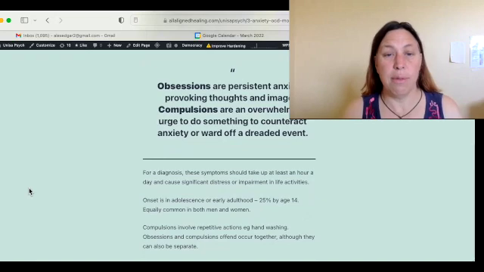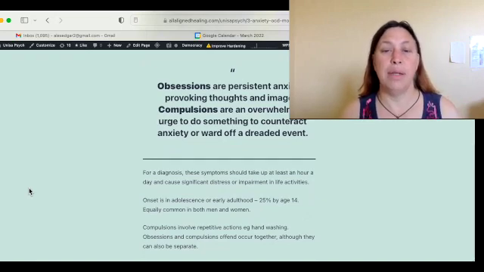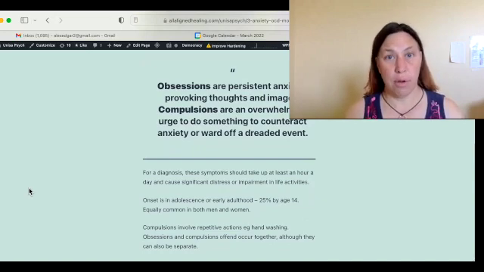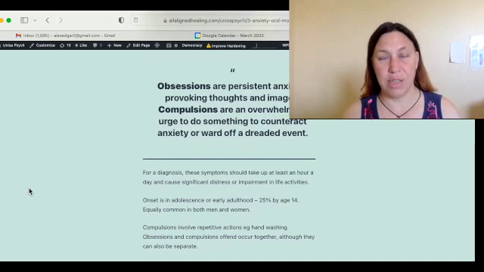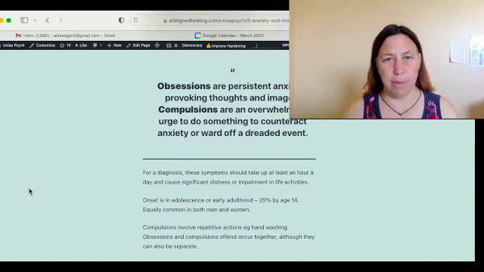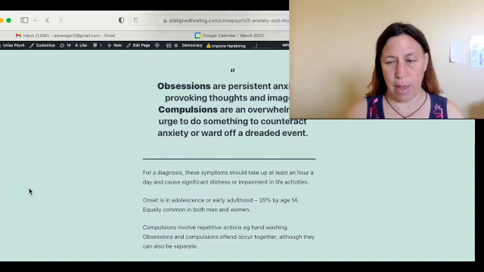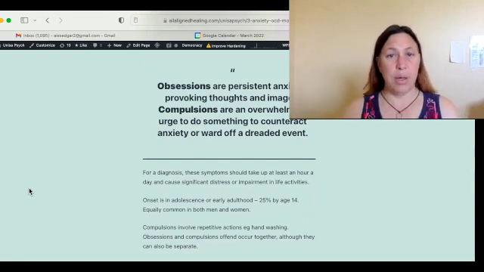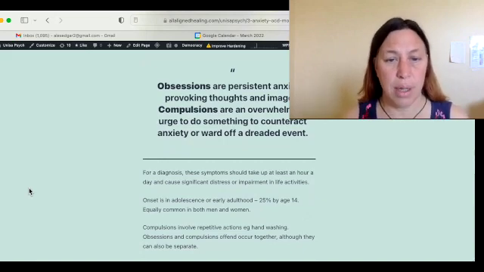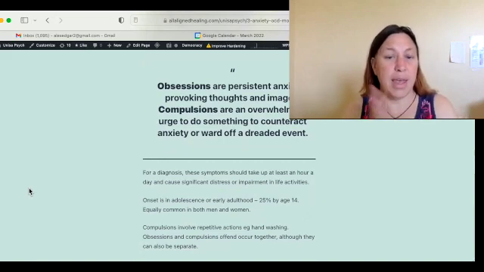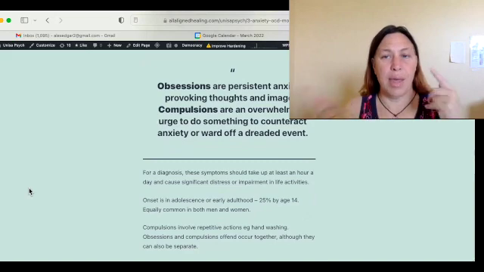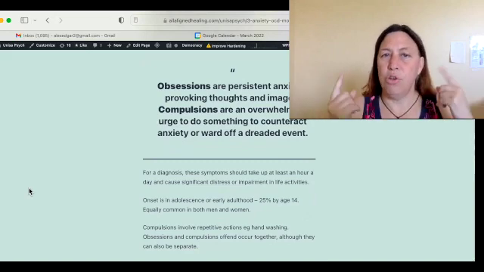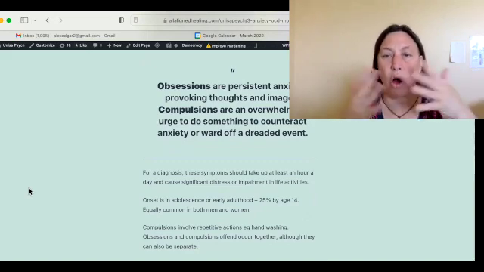For diagnosis, these symptoms should take up at least an hour a day and cause significant distress or impairment in life activities. Onset: a quarter of people by the age of 14, so often in adolescence. So adolescents ideally should be early diagnosis and treatment. Equally common in both men and women, involving repetitive actions such as hand washing. They may not always be together, but usually obsessions and compulsions are together.